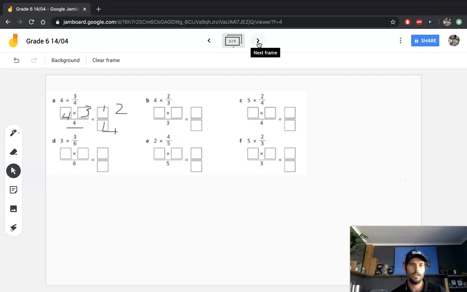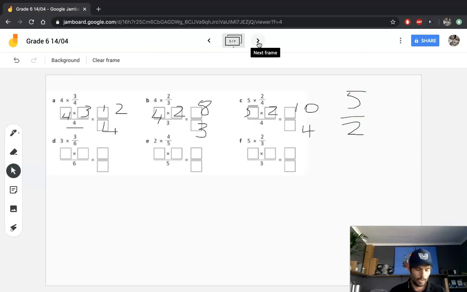work through B to F, and see if you can come up with the answers that I'm going to come up with. Okay, so we'll have 4 multiplied by 2, and that is equal to 8 over 3. We will have 5 multiplied by 2, which is equal to 10 over 4. And you could simplify that if you wanted to, to 5 over 2.